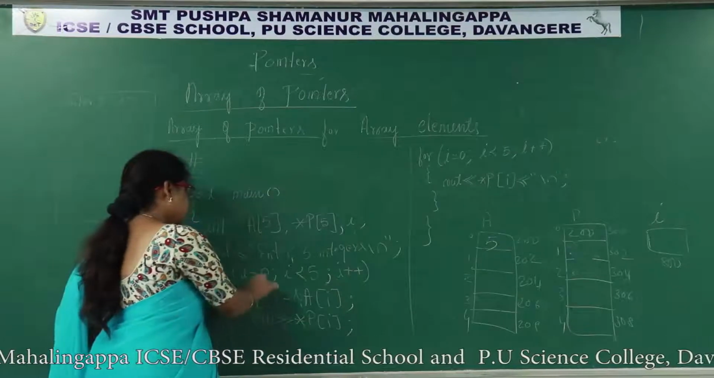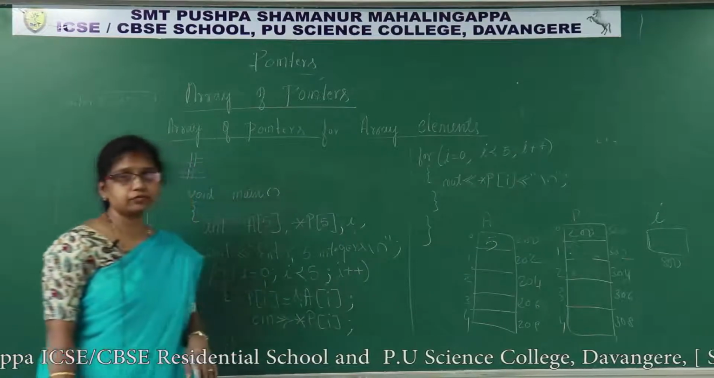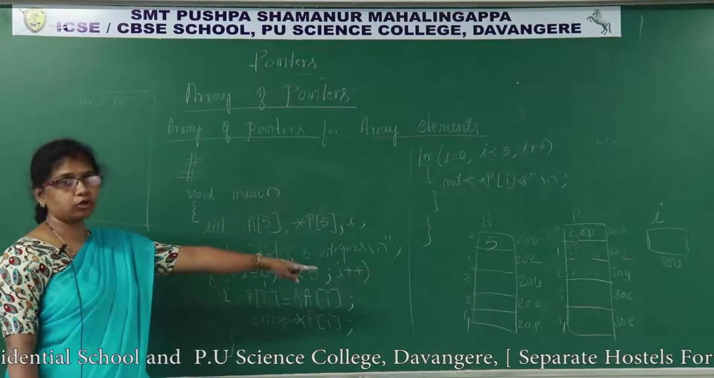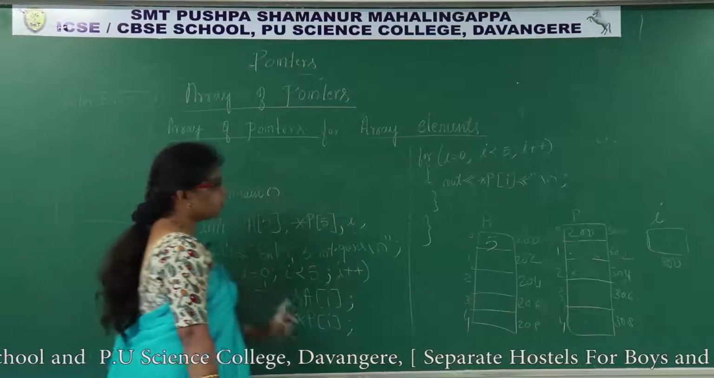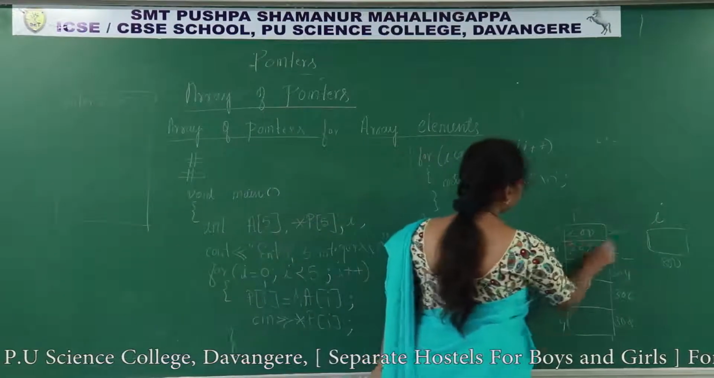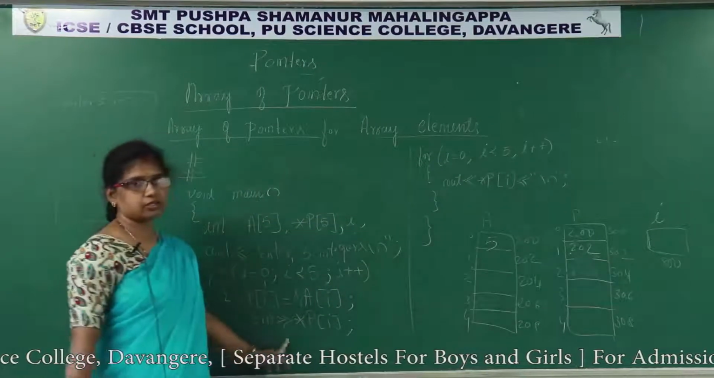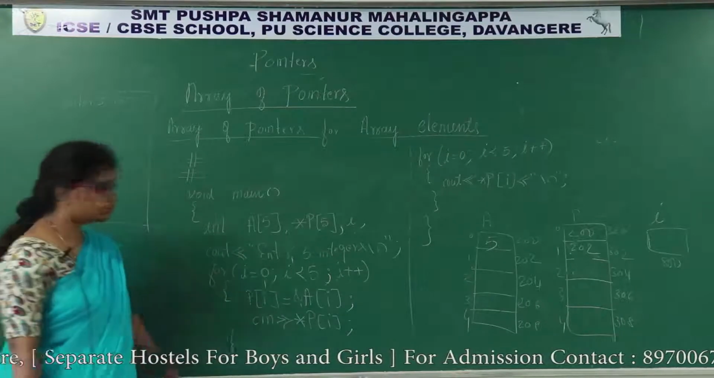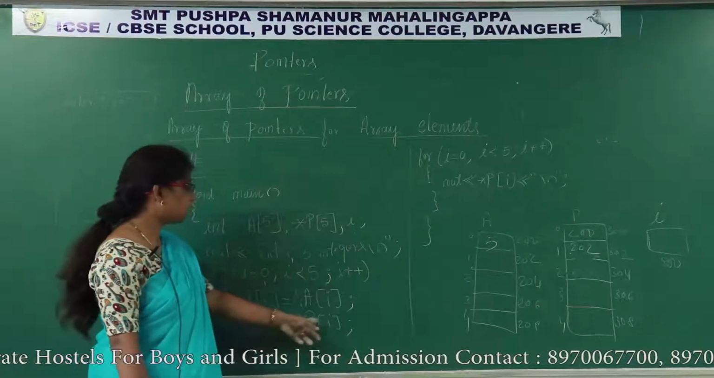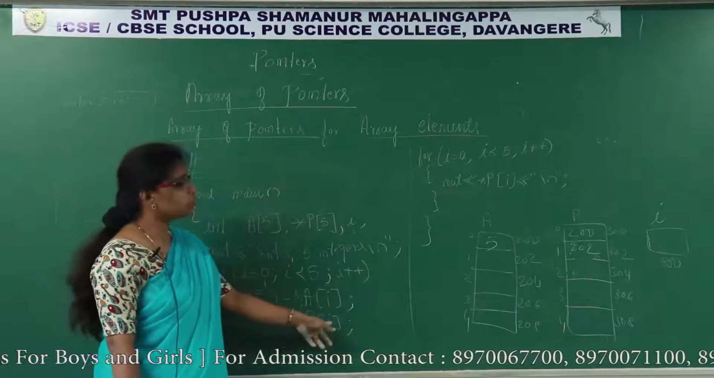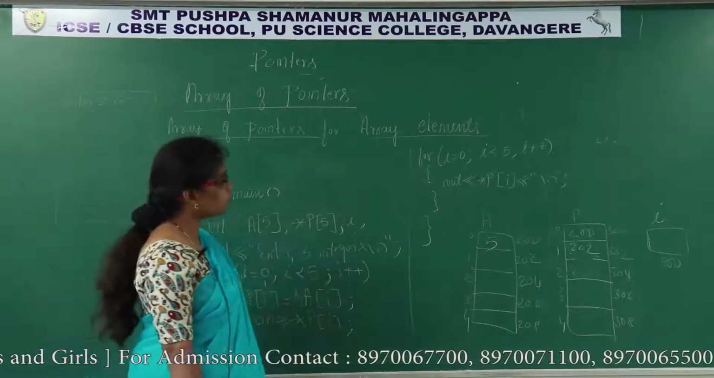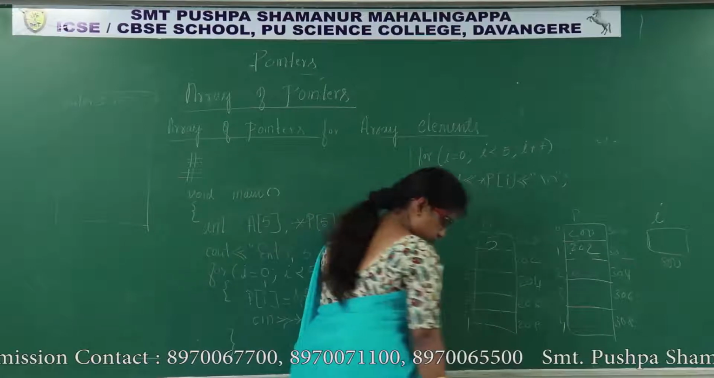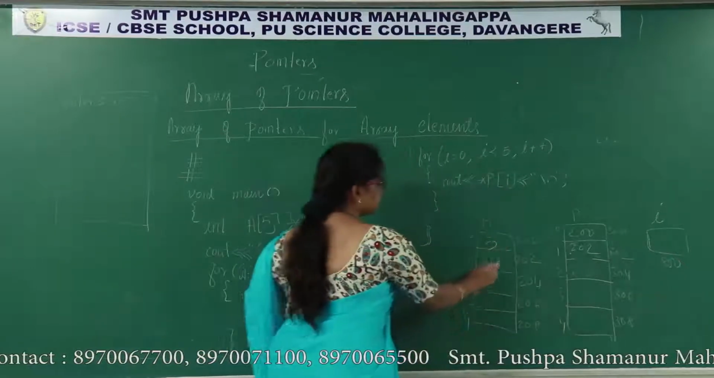P of 1 is equal to ampersand A of 1. A of 1, that location. What is the address of that location? 202. 202 will be stored in P of 1. Here 202. Next instruction, cin extraction. It expects a value from the user. Star P of I, I means 1. What is there in P of 1? 202 is there. Star 202, this location. The value will be stored here.